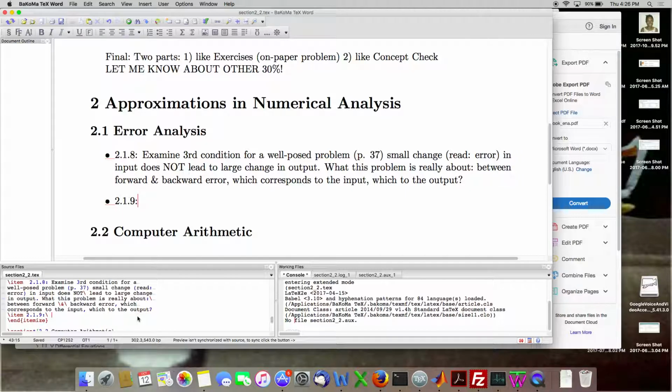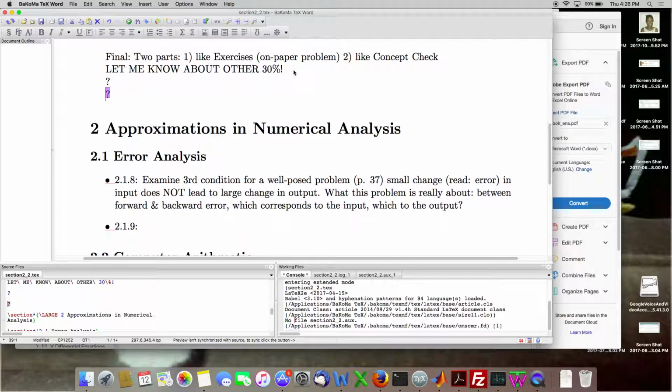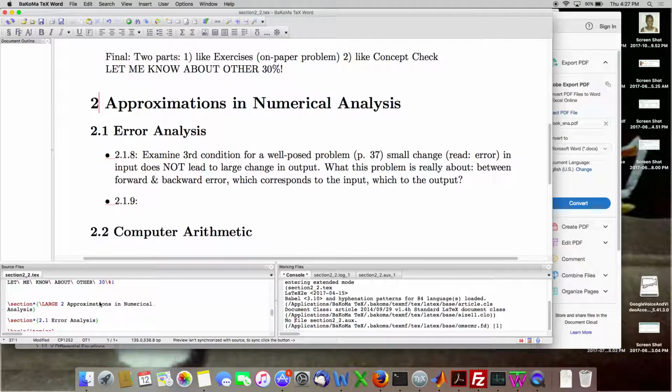All right. One thing I want to make clear about homework submissions. Whoops, I do not want these question marks. Why do you think I want question marks? Who does that?